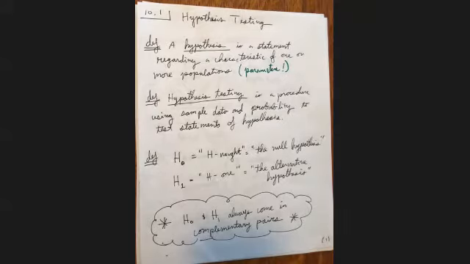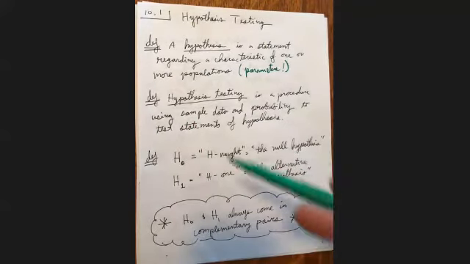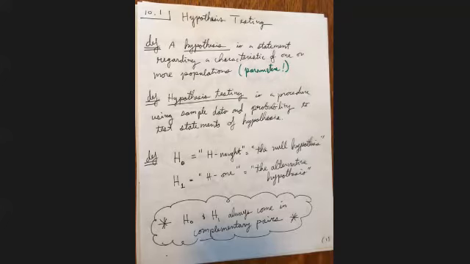What is hypothesis testing? Hypothesis testing is a procedure using sample data and probability to test statements of a hypothesis. So pretty much everything that we've done so far, the descriptive statistics of chapters 1 through 5, I believe, the probability that we use to assign likelihoods to certain outcomes, and now hypothesis testing, which marries these two things together into what we're finally doing, is inferential statistics.